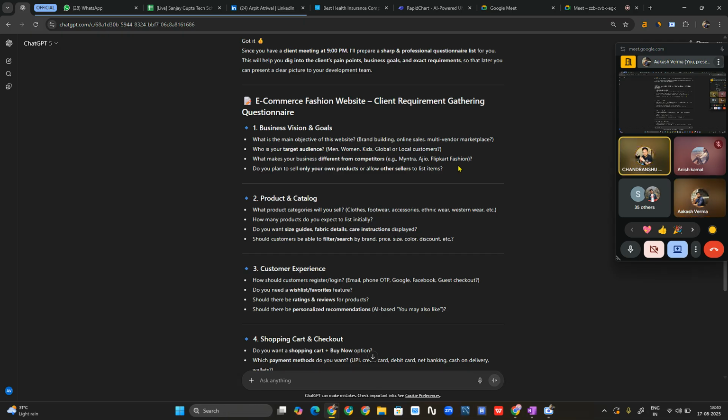ठीक है. So this third point is related to what makes your business different from the competitors. So that means to say that here, as a business analyst, asking about the USP, unique selling point. Clear?